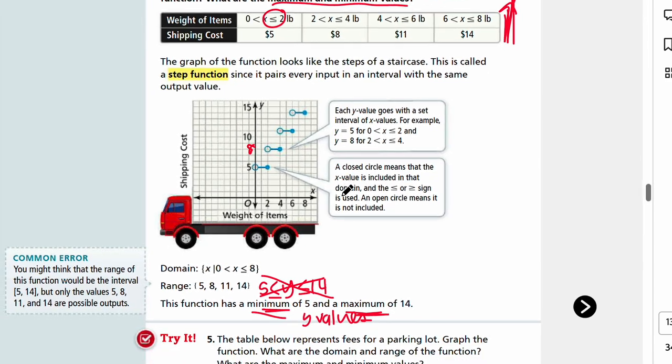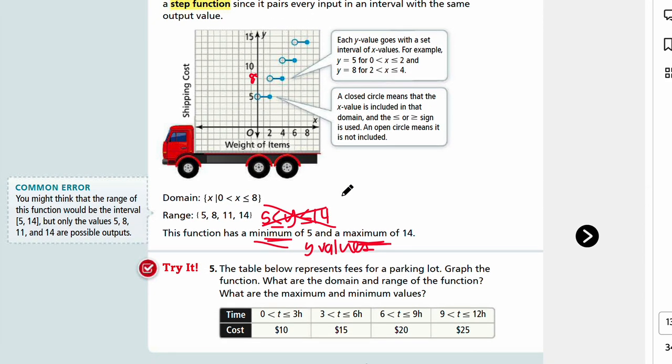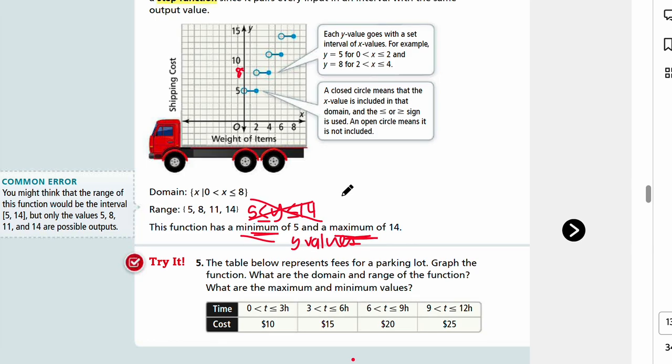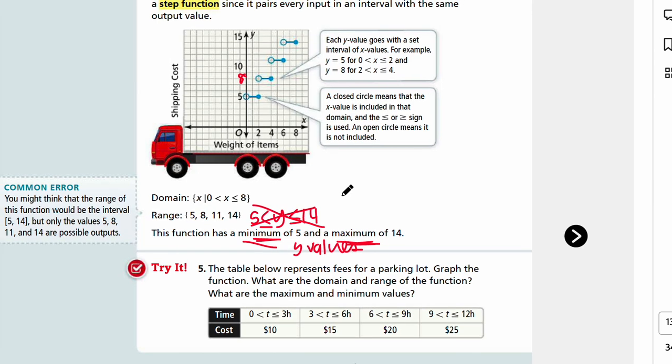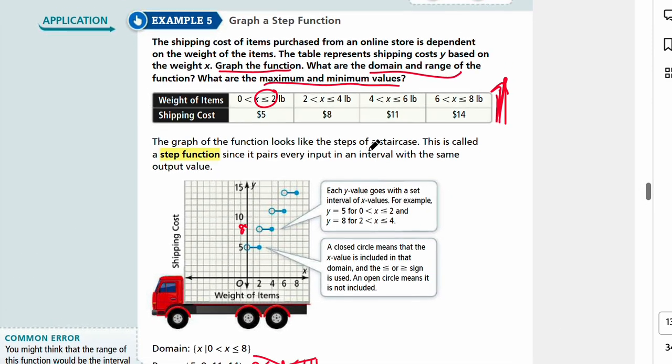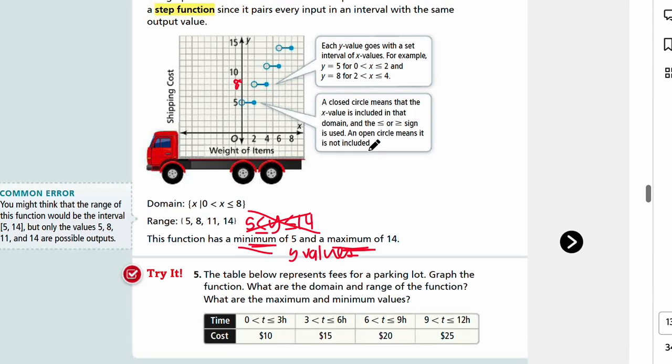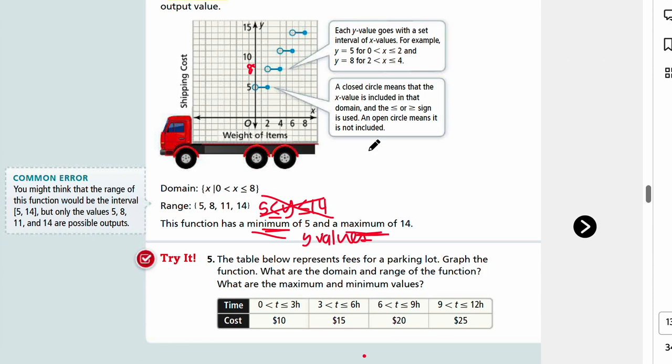All right, so let's look at try number 5. The table below represents fees for a parking lot. Graph the function. What are the domain and range of the function? What are the maximum and minimum values? So looking at the table, follow the steps we had here and figure out the graph and figure out the domain and range, maximum and minimum value. See if you can do it by yourself, okay? Pause the video and come back when you're ready for answers.